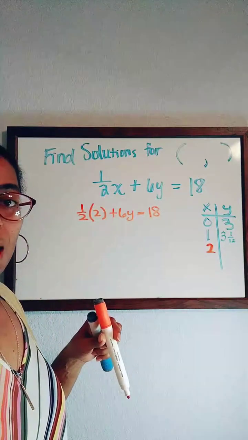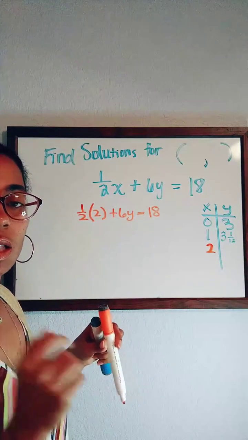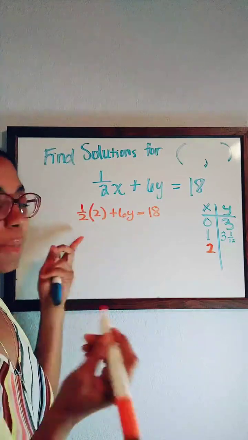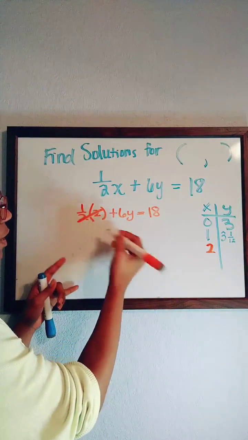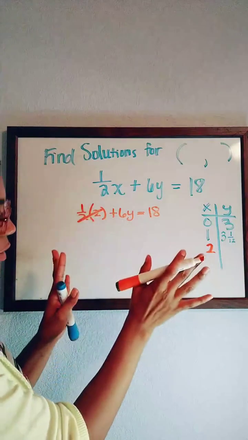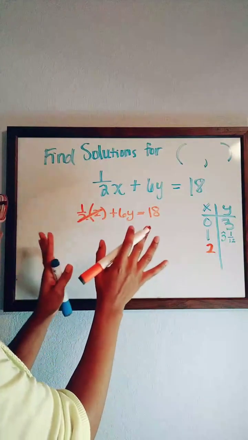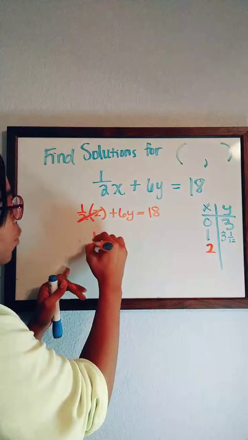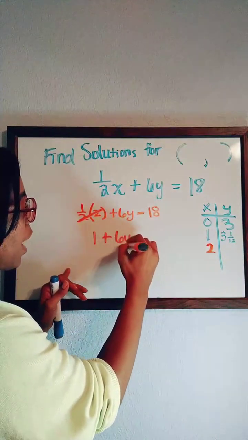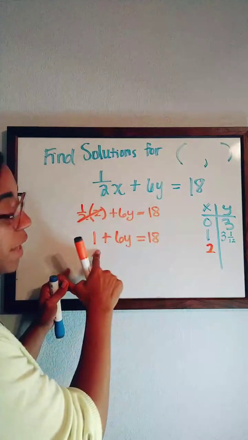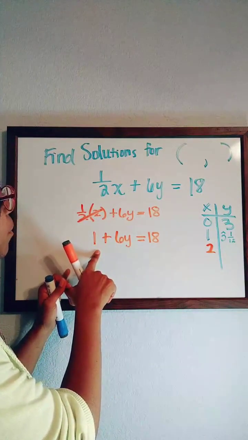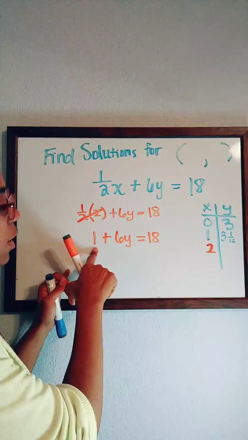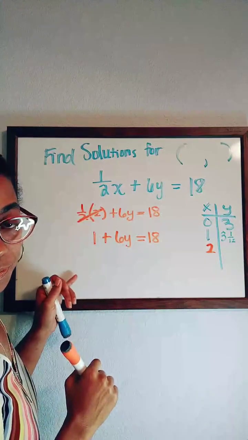What happens when I multiply a fraction times the number that's in the denominator? A 1. So we know that this is just going to simplify down to 1. So I got 1 plus 6y is equal to 18. And remember that factor of 1 is there still. Hey, Lee. That simplified down to 1. Now what do I need to do?